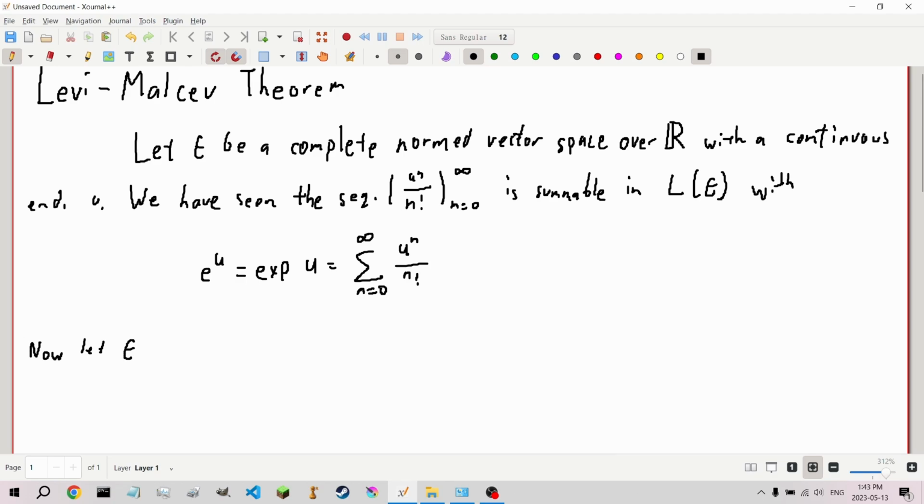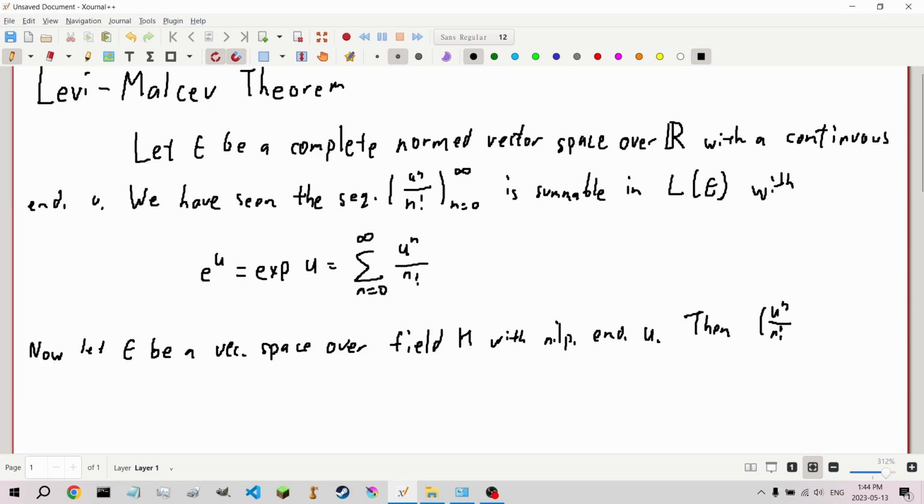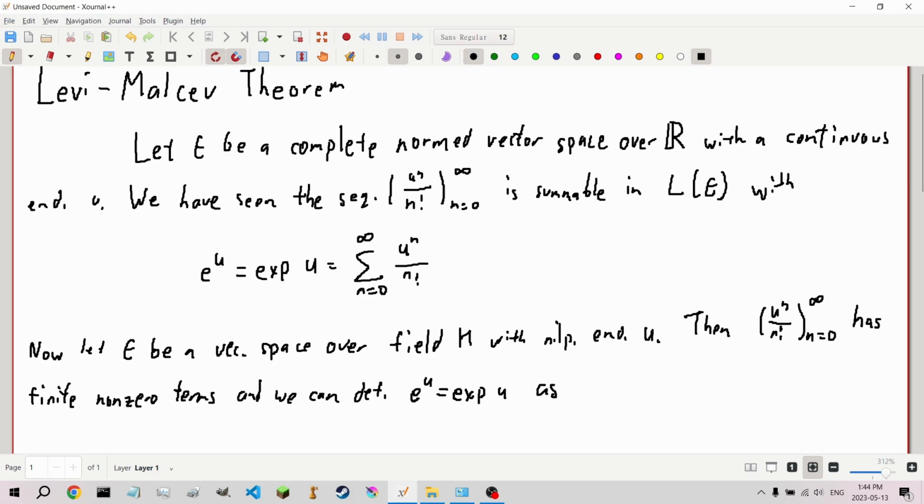Now we're going to let E be a vector space over the field K with a nilpotent endomorphism U. Then our series of u to the n over n factorial, 0 to infinity, has finite non-zero terms and we can define the exponential of u, the natural exponent exp u, as above.